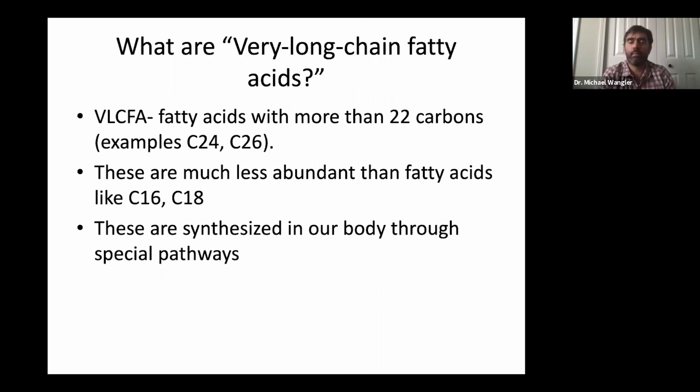So I'm going to spend a little bit of time on very long chain fatty acids because those are invariably going to come up in any diagnostic process. Our body has all kinds of fatty acids, and fats are just carbon chains. Very long chain fatty acids just means there are more than 22 carbons, so longer than 22 carbons. Carbon 24, carbon 26, those are examples of very long chain fatty acids. Within our bodies, that subtype of fat is much less abundant than, say, carbon 16 or carbon 18 that we might get from palm oil. They're synthesized in our body through special pathways, and they're very important, for instance, in the white matter of our brain. So very long chain fatty acids are going to come up over and over.